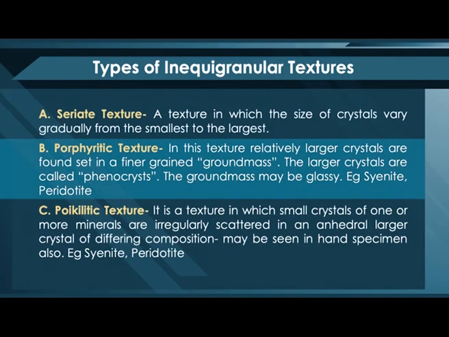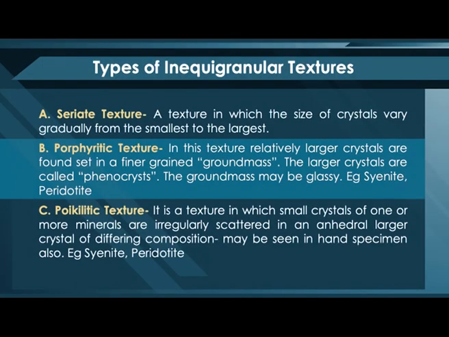The second one is called porphyritic texture. Here there is large variation in the size of the grains. We will find that very large grains are found in a fine grained what is called the groundmass. So, a groundmass encloses larger grains. The larger crystals are called phenocrysts, and the groundmass is made up of smaller grains. Normally rocks like syenite, diorite, peridotite show this sort of porphyritic texture. Even granites show porphyritic texture.